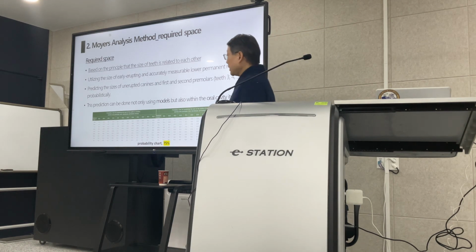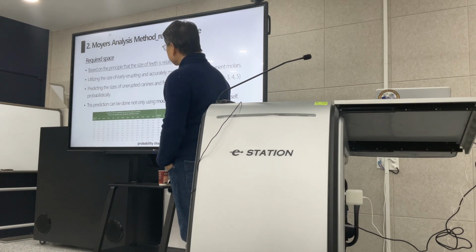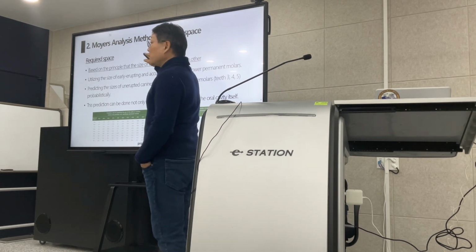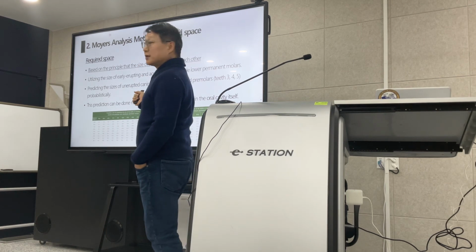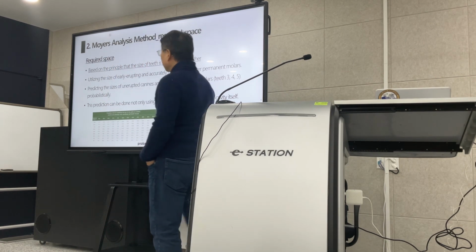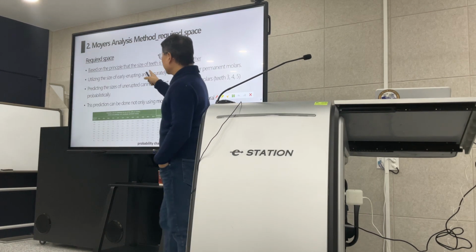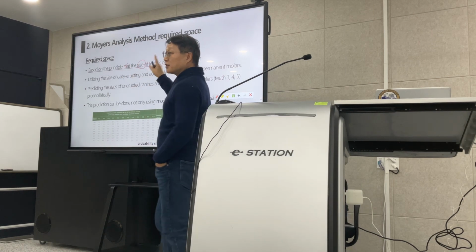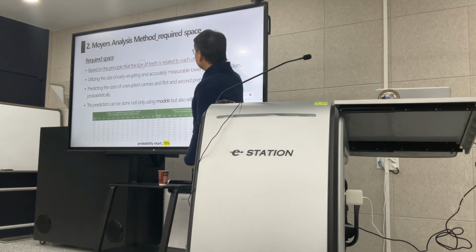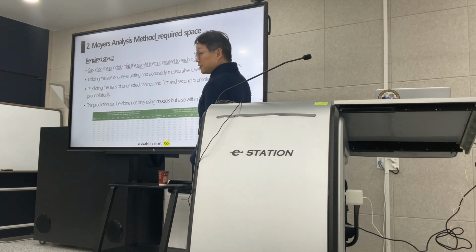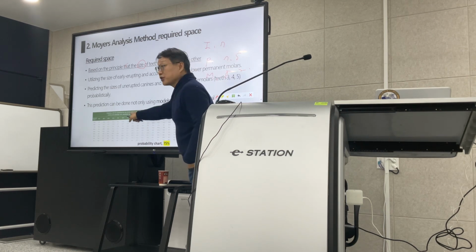And this is a table. Maybe you know about this probability chart. How can we imagine the required space? There are some concepts. Based on the principle, the sizes have a relationship. That means if the anterior tooth size is, for example, 7, the primary tooth will be 7.5 and the molar will be 8 or 12, whatever. This is called the probability chart.